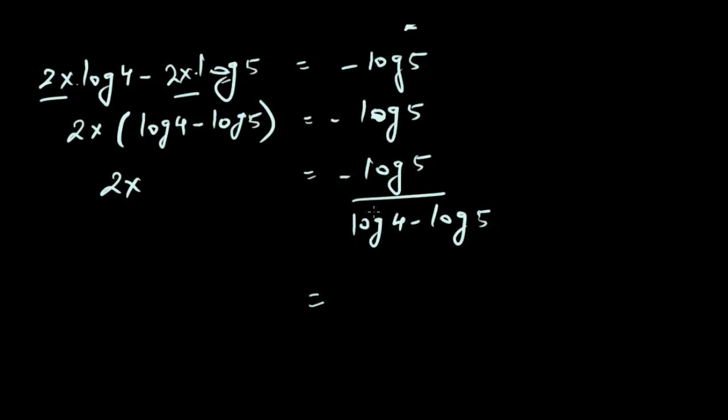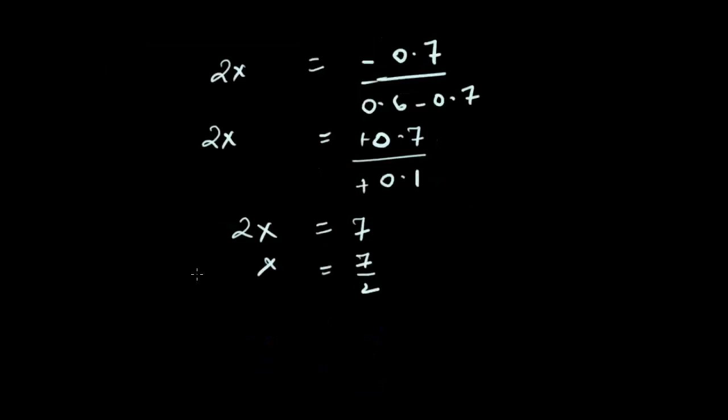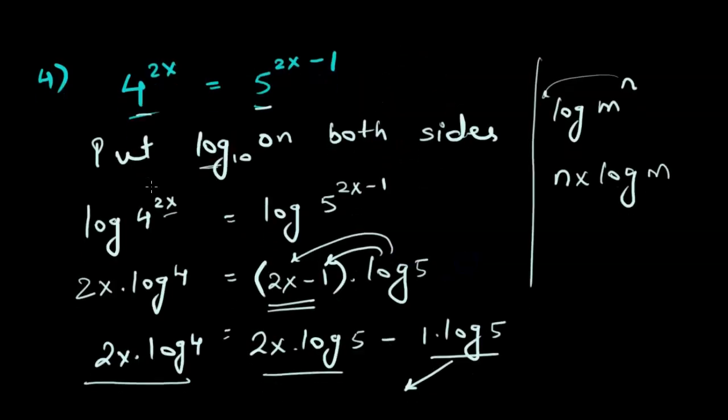So negative log 5 divided by log 4 minus log 5, we get negative 0.7 over 0.6 minus 0.7. That gives us negative 0.7 over negative 0.1. Negative and negative gets cancelled. We're left with 7 is equal to 2x. So x is equal to 7 divided by 2. We can leave it as fractions or we can change it to decimals. It's up to us. So let's quickly summarize.